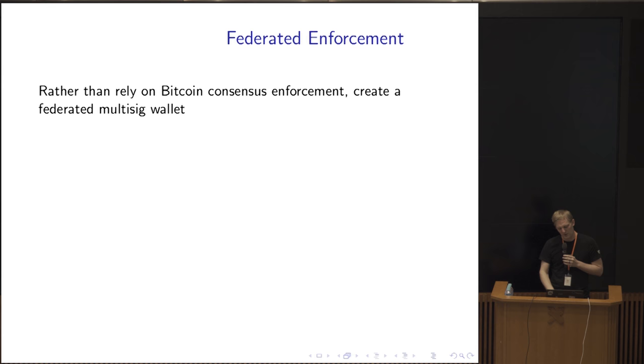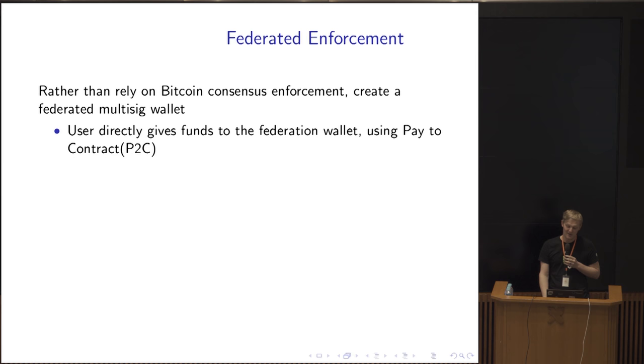On the other side of the coin, you can rely on this federated enforcement, these watchmen, as we call them. In ones that have been implemented, you essentially give your funds directly to the Federation wallet. So we use pay-to-contract, which I mentioned yesterday. I wish I had the slide up here, where you take the public keys of all the participants in this federation. So it's an N-of-M multisig. Take all of their pub keys and you tweak their pub keys by the hash of their public key appended to the script. And this script is the thing that you'll use to spend on the other side as the script pub key.